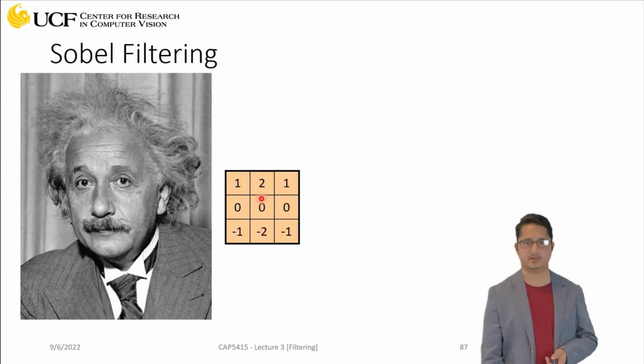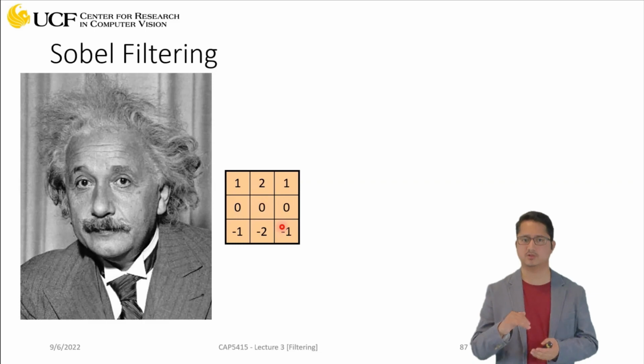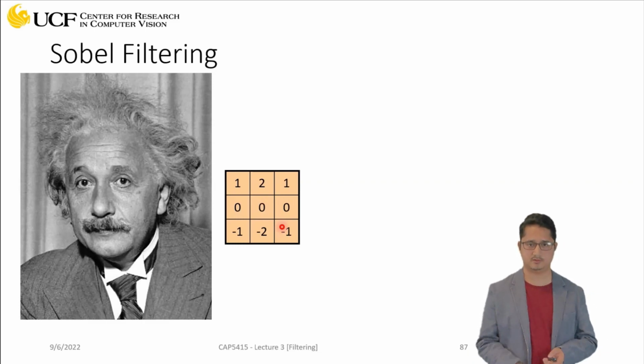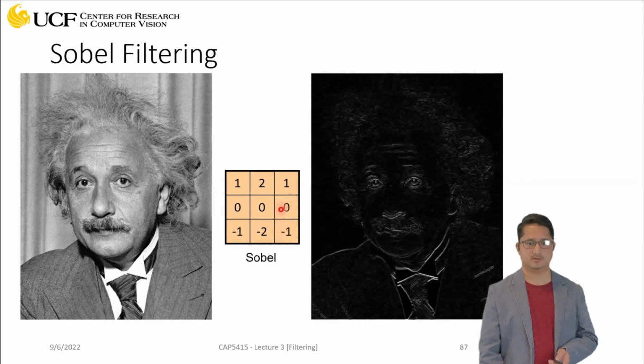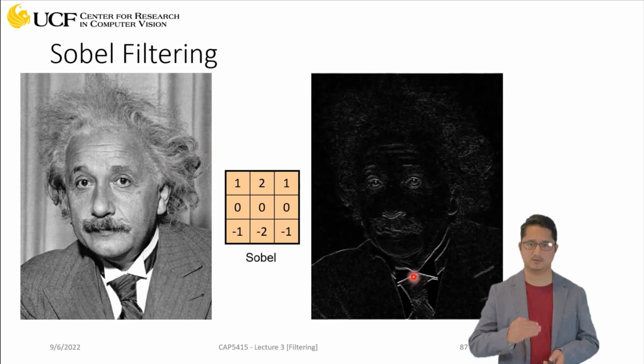In this case, we are trying to detect horizontal edges. Don't worry if you don't understand how we are getting horizontal and vertical edges, because we are going to cover that when we talk about derivatives. So if you perform filtering using this filter on this image, you can see all these are the horizontal edges present in the input image.